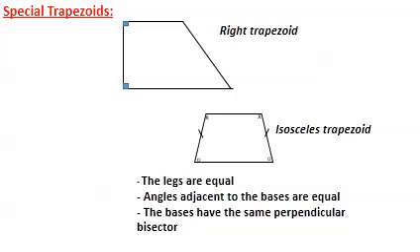Another special trapezoid is the isosceles trapezoid. The isosceles trapezoid is where the other two sides that are not parallel are equal in length. So the legs are equal, the adjacent angles are equal, and the bases have the same perpendicular bisector. So if you do the perpendicular bisector of the small base, it's the same as the perpendicular bisector of the big base.